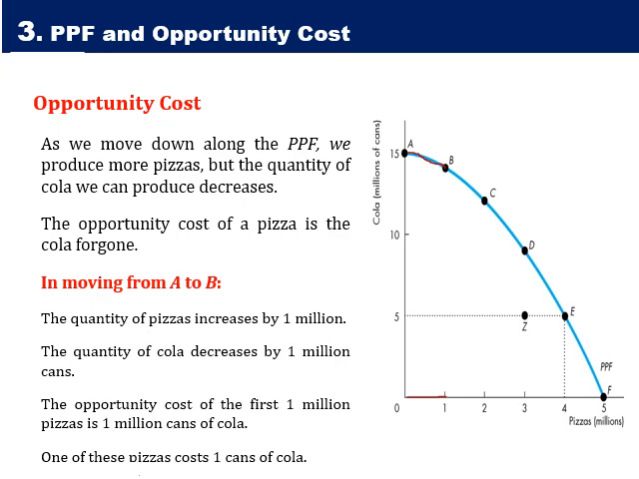But what happens to the quantity produced of cola? We can see that the quantity produced of cola decreased from 15 to just 14 million cans of cola. So here we can say that the opportunity cost of the first million pizza is 1 million cans of cola. So in another way, we can say that to increase the production of pizza by 1 unit, we need to decrease the production of cola by another unit. So the opportunity cost of one pizza costs us 1 can of cola.